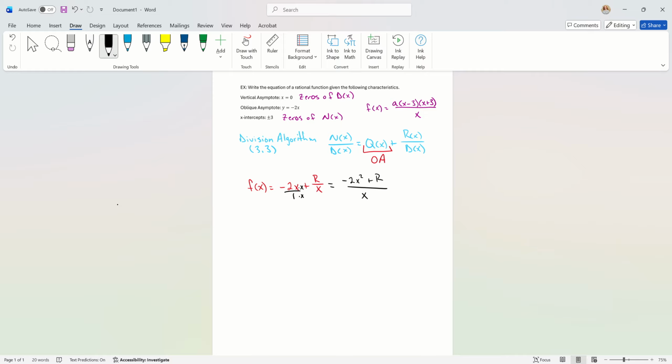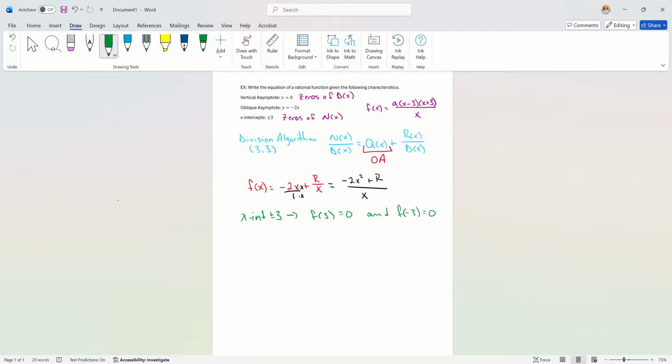Now, let's revisit those x-intercepts. The x-intercepts tell us when x equals 3, or when x equals negative 3, that y equals 0. So f of 3 equals 0, and f of negative 3 equals 0. Again, this is x and y. When x equals 3, y equals 0. When x equals negative 3, y equals 0.